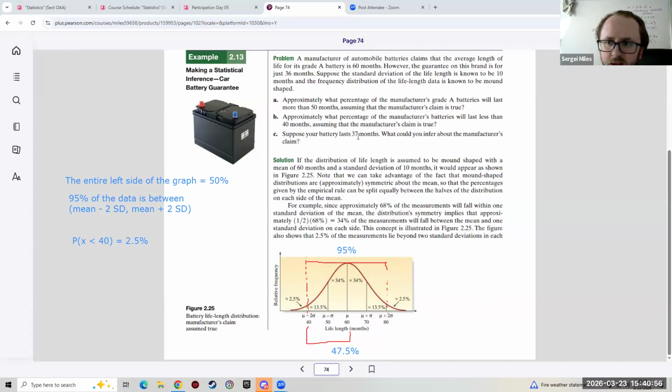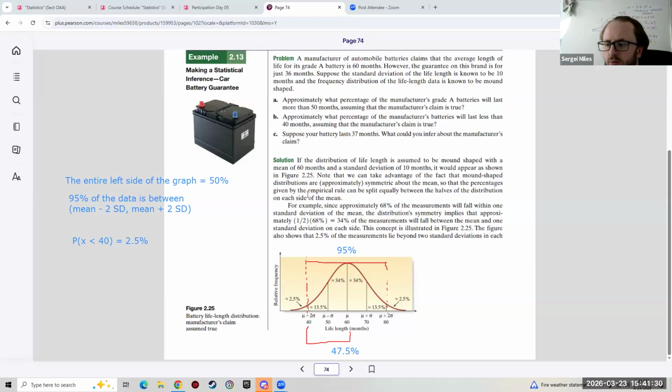All right. Let's see. So that fully answers part A, part B, and part C here. What could we infer about the claim? It could be the claim is true and it was just bad luck. Or it could be that the claim was false and that the average is actually less than 60. But we don't know which is the case. We don't have enough information to say more than that.